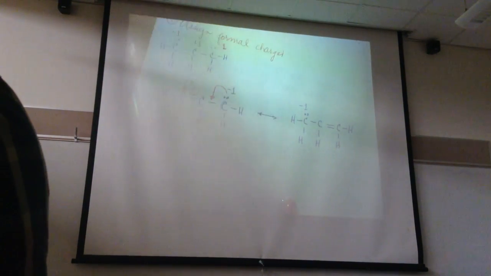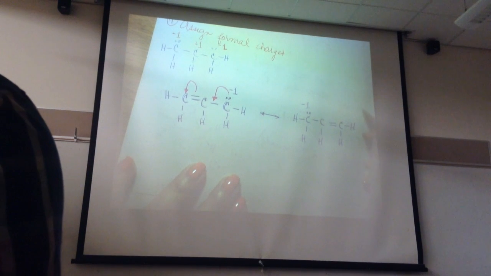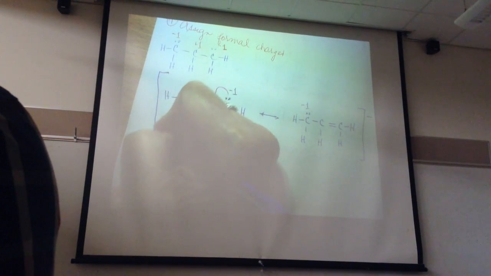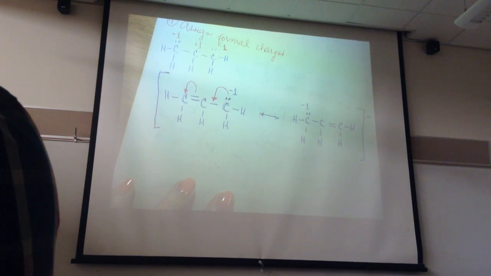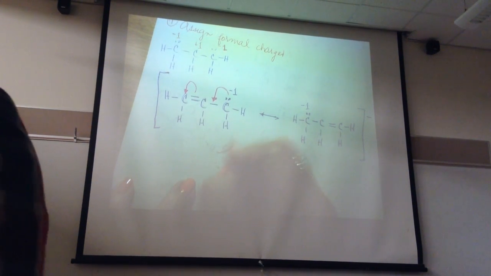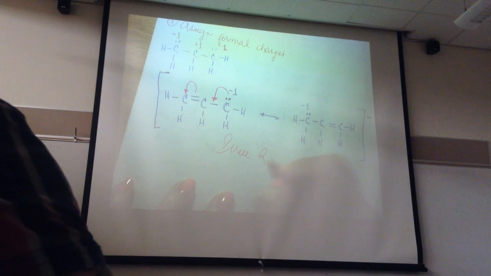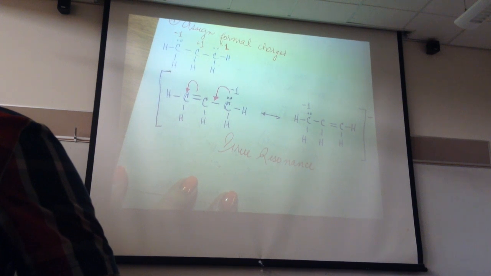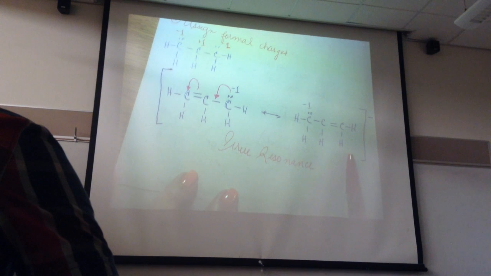Everybody there? These are the ones where you put the brackets, with the minus on the outside. These are called true resonance forms. Somebody would say they're exactly the same, and that's exactly what they are. True resonance forms are identical, and you can move electrons back and forth and end up over there.